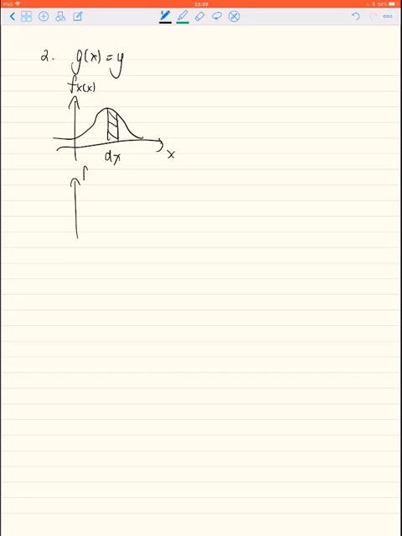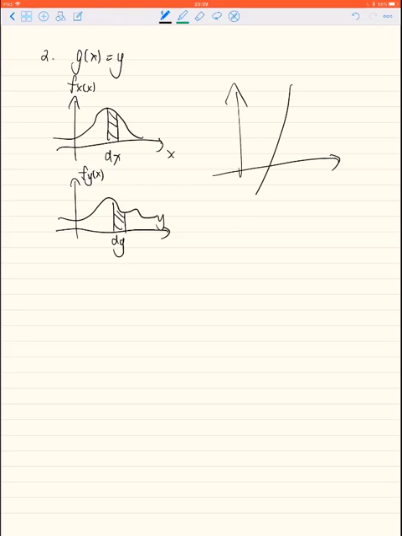In order to solve this question, we have to know some properties. Firstly, given an arbitrary g(x) equals y, we should know that if this is the density function of x, and this should be the density function of y, and that's g(x). We should know that the probability that x falls in the dx range and the probability that y falls in the dy range should be the same.